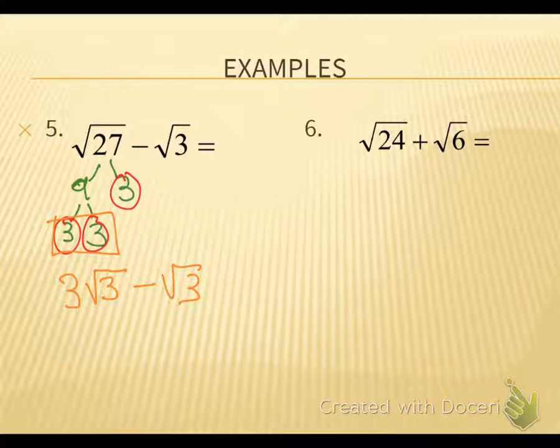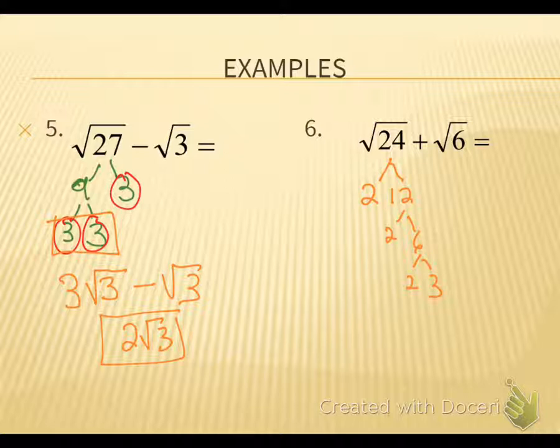Close. So if we can't see a number in front of the square root, what number's there? 1. It's a 1. So we have 3 minus 1, which is 2 square root of 3. Over here we have 24. 24 breaks down to 2 and 12, 2 and 6, 2 and 3.